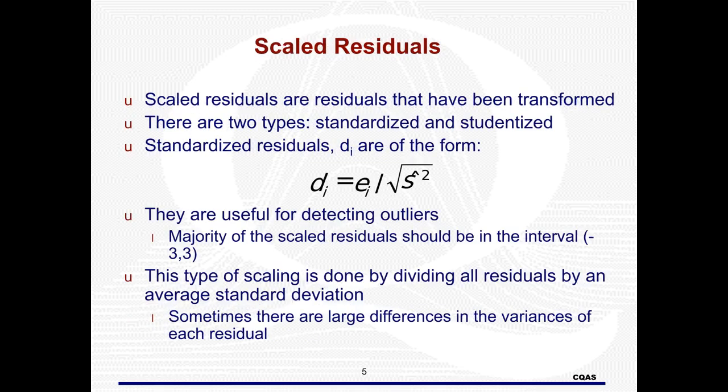Raw residuals aren't always comparable because their variances may differ. That's why we scale them. Standardized residuals divide by an overall estimate of variability. As a rule of thumb, most scaled residuals should fall between -3 and 3. If they don't, that's a red flag, often for outliers.